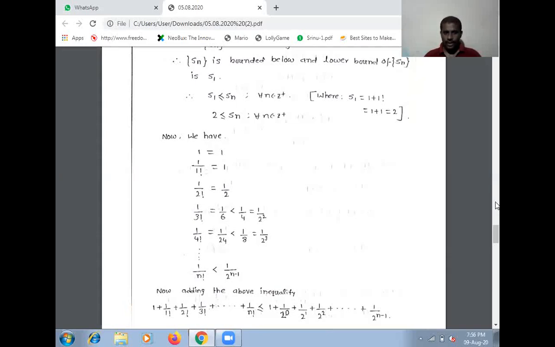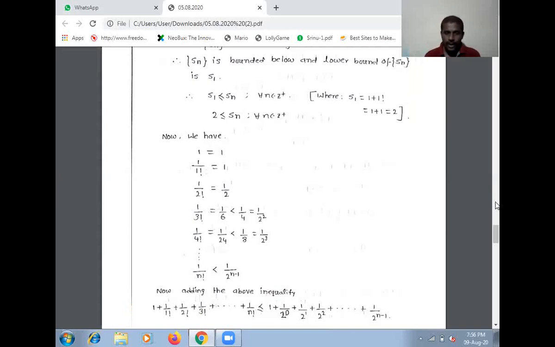So now 1 by 3 factorial is equal to 1 by 6. But here I am taking 1 by 6 is always less than 1 by 4. But I am writing 1 by 4 as 1 by 2 square. 1 by 6 అనేది 1 by 4 కన్నా చాలా చిన్న విలువ కాబట్టి 1 by 6 less than 1 by 4. కానీ ఇక్కడ 1 by 4 ను 1 by 2 square గా రాస్తున్నాను because the above value is in the form of 1 by 2.